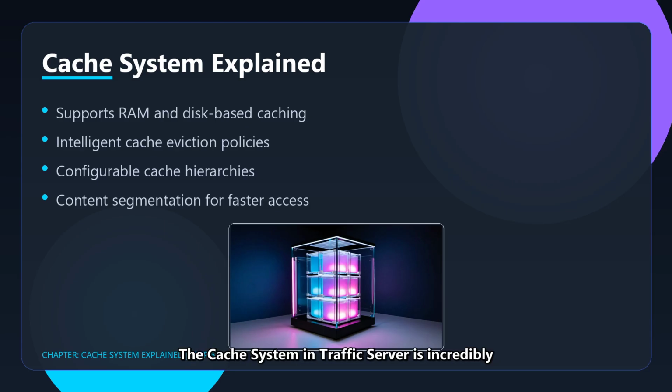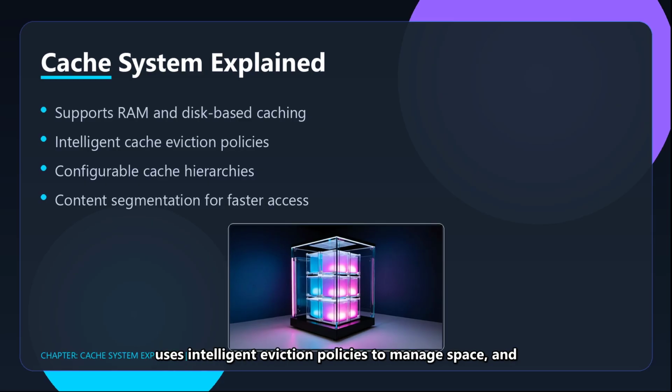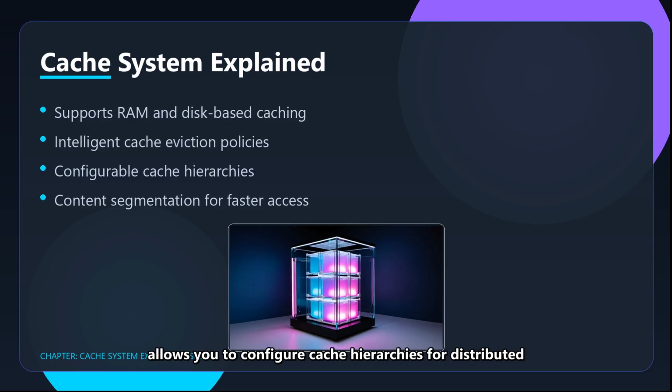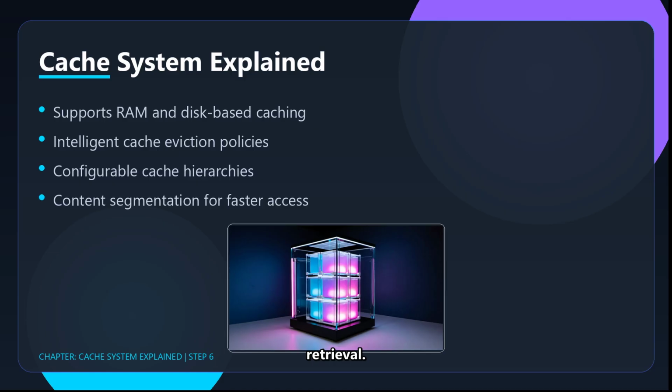The cache system in Traffic Server is incredibly flexible. It supports both RAM and disk-based caching, uses intelligent eviction policies to manage space, and allows you to configure cache hierarchies for distributed setups. Content is segmented for faster access and retrieval.